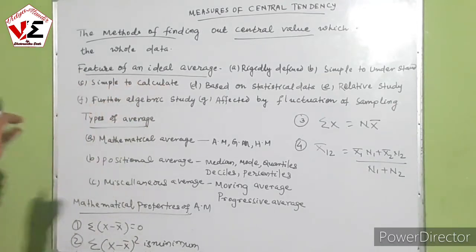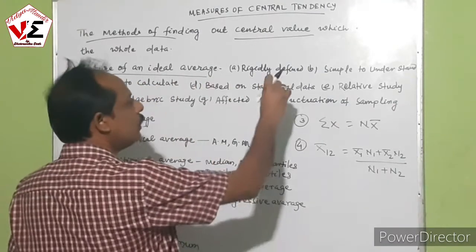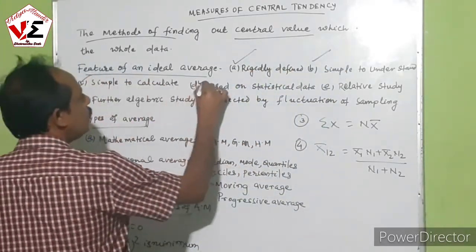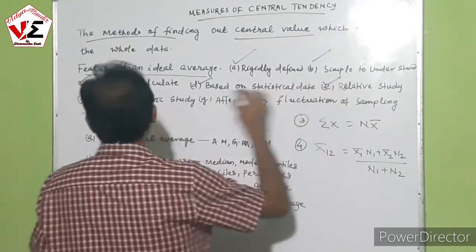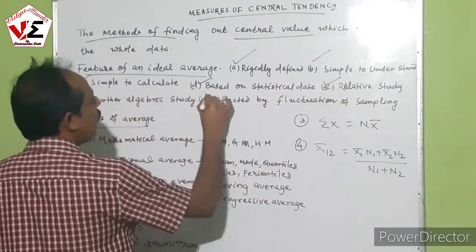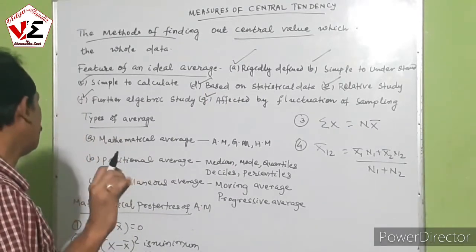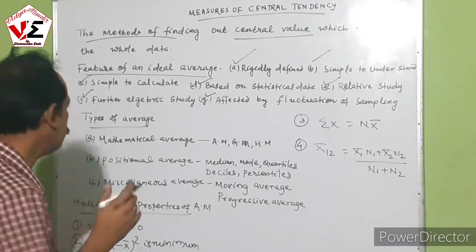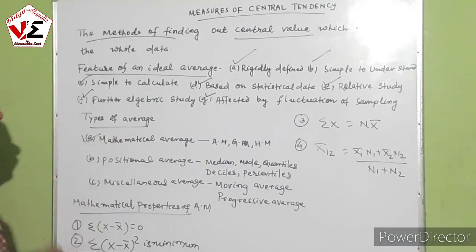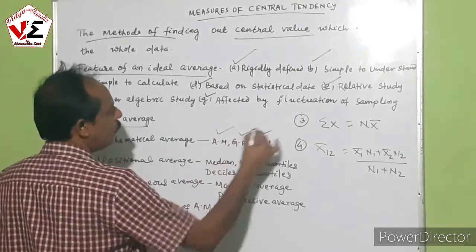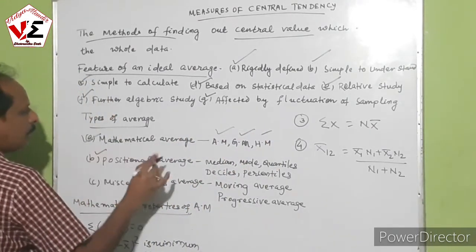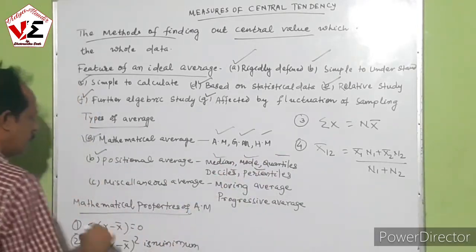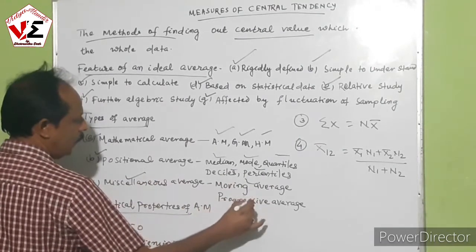So the features of average: it is rigidly defined, simple to understand and calculate, based on statistical data, suitable for relative study, useful for further algebraic study, and affected by fluctuation of sampling. Now we shall go through the various types of average. In statistics there are 3 types. Mathematical averages: arithmetic mean, geometric mean, harmonic mean. Positional averages, based on a particular position: median, mode, quartiles, deciles and percentiles. And miscellaneous averages: moving average and progressive average.